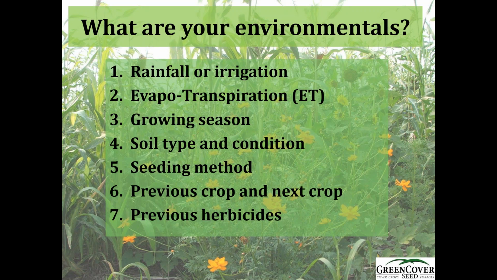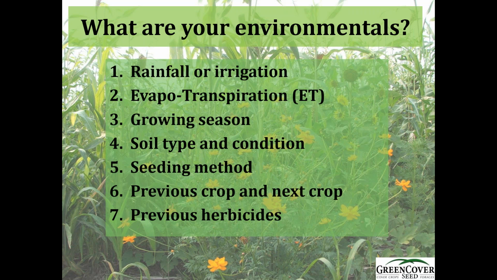The second thing that we look at is what are your environmental conditions? What kind of rainfall do you have? Do you have irrigation? What's your evapotranspiration, which is an indication of how fast you're going to lose your moisture? What kind of growing season are you working with? Which is going to have a lot to do with where you're at and where you're planting. What's the soil type and condition? How are you seeding it? Are you going to drill it? Are you broadcasting it? Are you going to broadcast and incorporate it a little bit? Because each of those has a little bit different seeding rate that you'd want to do.